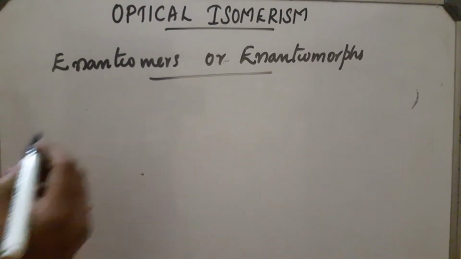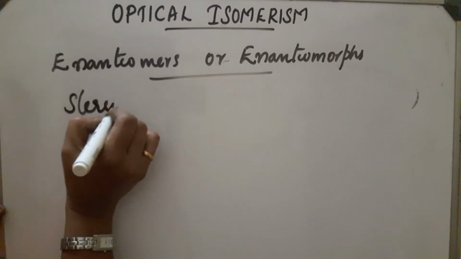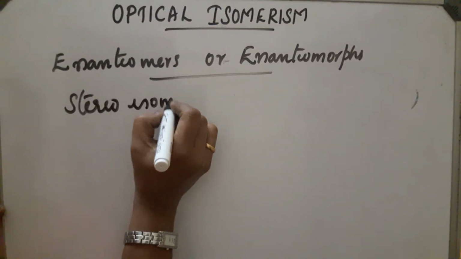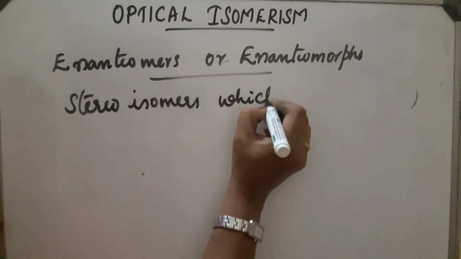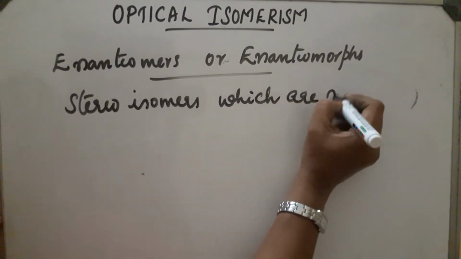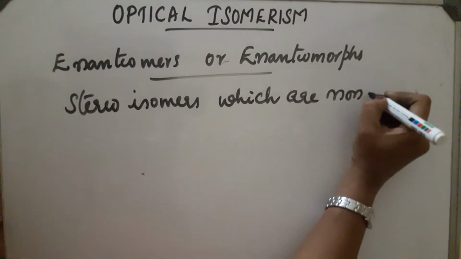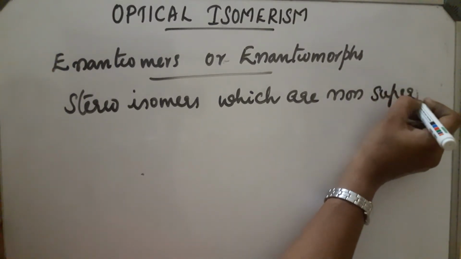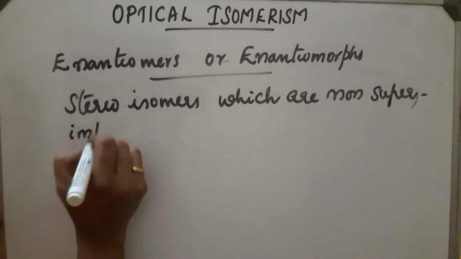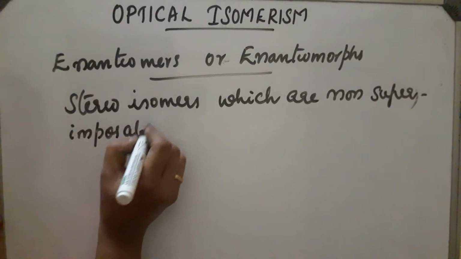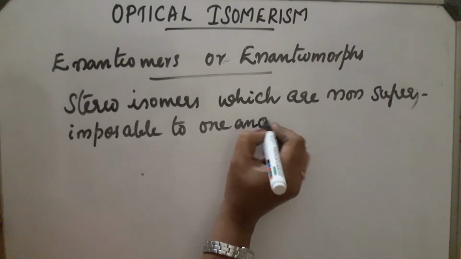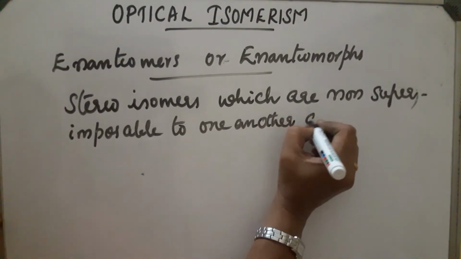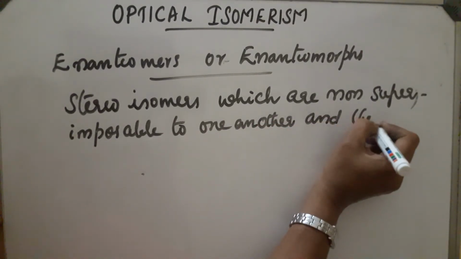They are stereoisomers which are non-superimposable to their mirror images, to one another. They are non-superimposable to one another and they rotate the plane polarized light.